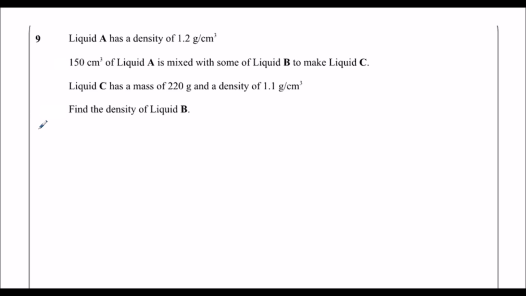Question 9. Liquid A has a density of 1.2 grams per centimeter cubed. We've got a density question. So density is mass over volume. So density, 150 centimeters cubed volume of liquid A is mixed with some of liquid B to make liquid C. So A and B are mixed to make C. Liquid C has a mass of 220 grams and a density of 1.1 grams per centimeter cubed. Work out the density of liquid B.